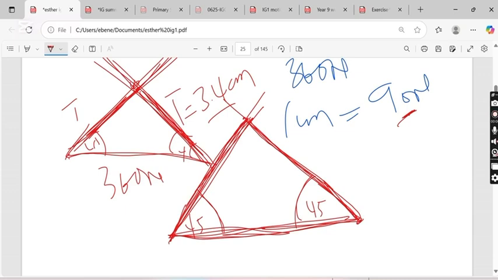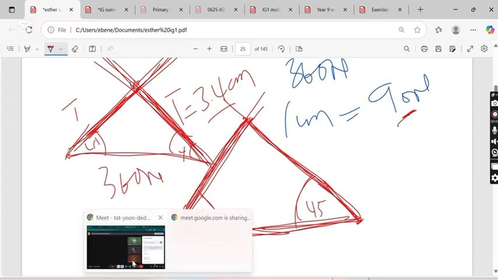Then you measure the two lengths. The two lengths, you convert them to newtons, and that will be the magnitude of the resultant, the component vectors.